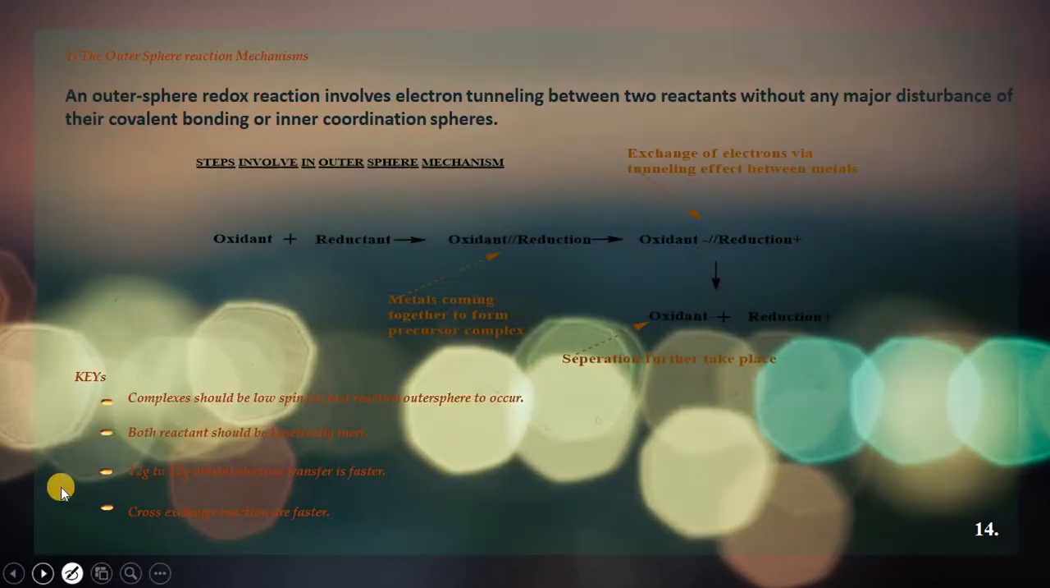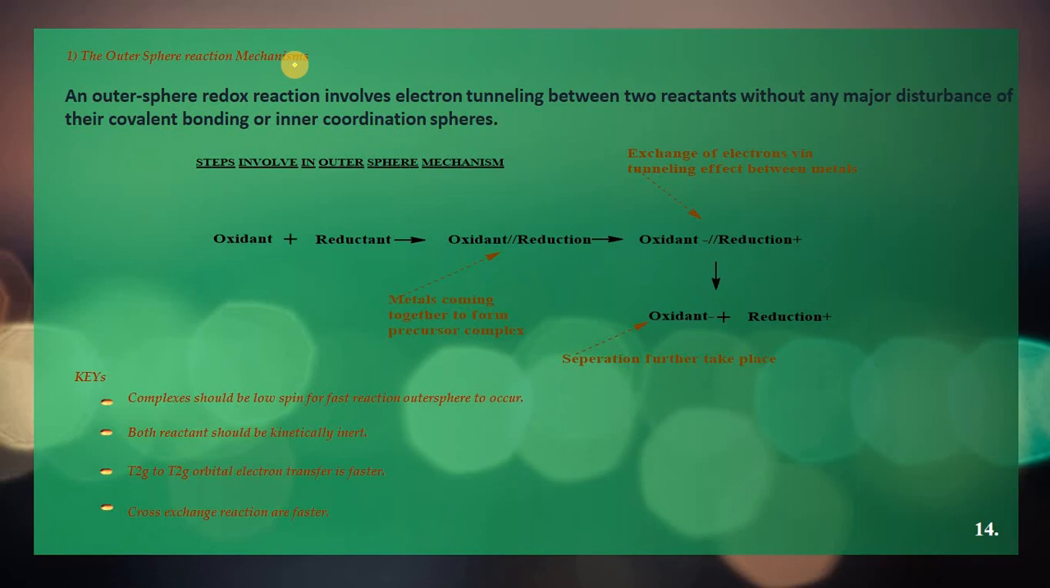So the outer sphere reaction mechanism, the redox reaction, involves electron tunneling between two reactants without any major disturbance of the covalent bond or inner coordination sphere. So like I said, for the oxidant the oxidation number decreases, while for the reductant the oxidation number increases. While this undergoes oxidation, this undergoes reduction.